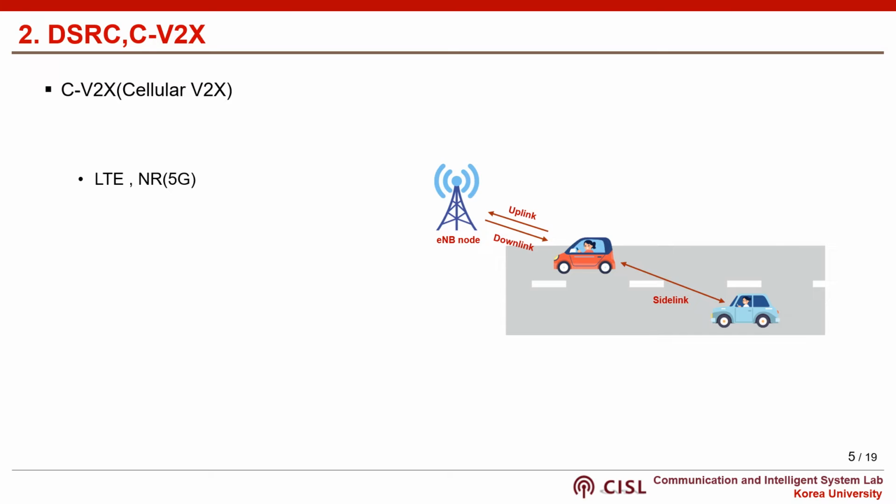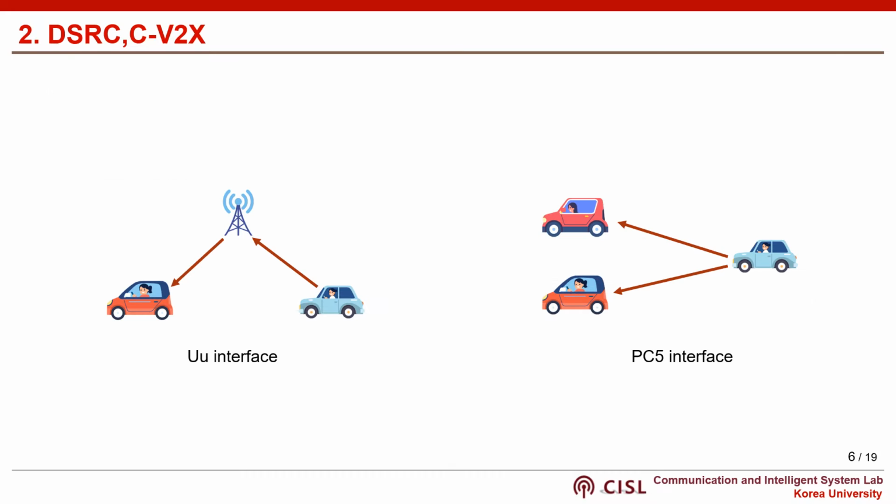So next is CV2X. CV2X means cellular V2X, so it is LTE or NR-based vehicle communication. Therefore, the vehicle and the eNB, which means E-node B, communicate via uplink and downlink, and also the sidelink system. CV2X has two modes of interface, such as the Uu interface and the PC5 interface. So the Uu interface uses uplink and downlink through the base station, and the PC5 interface uses the sidelink system.